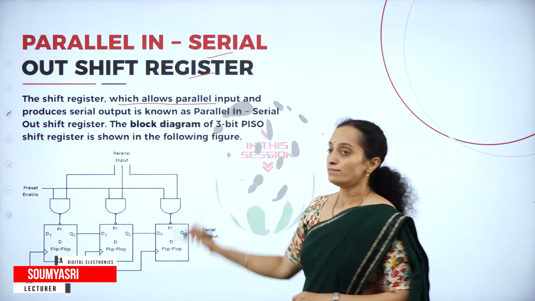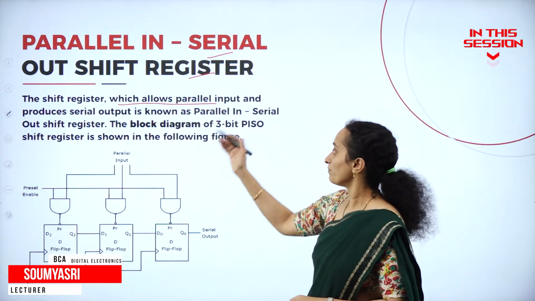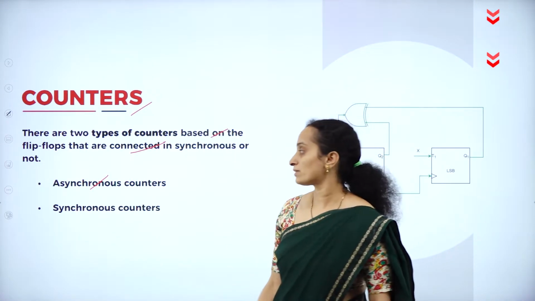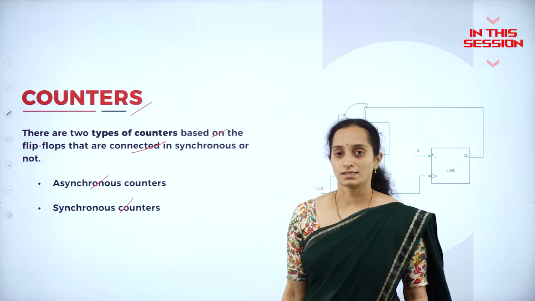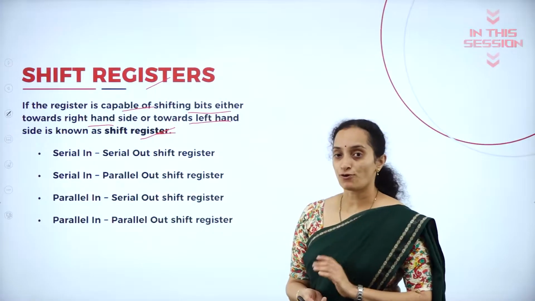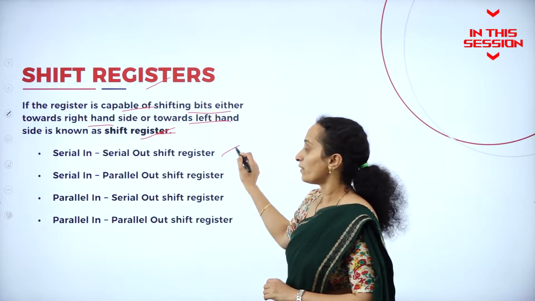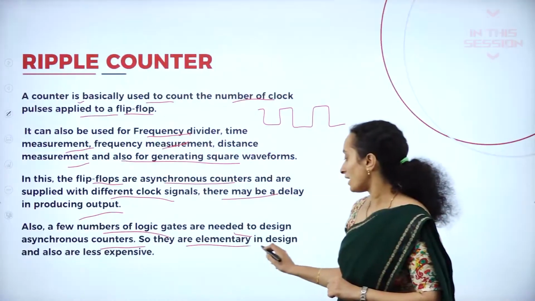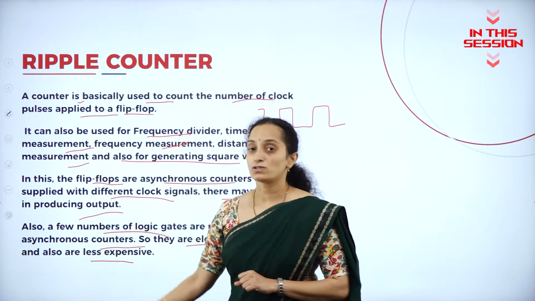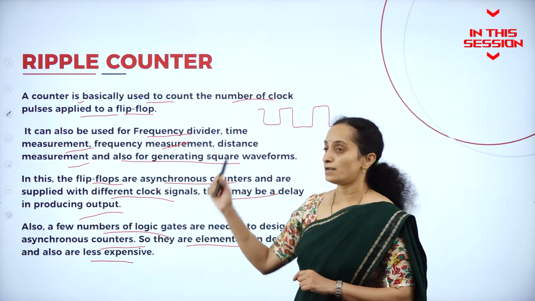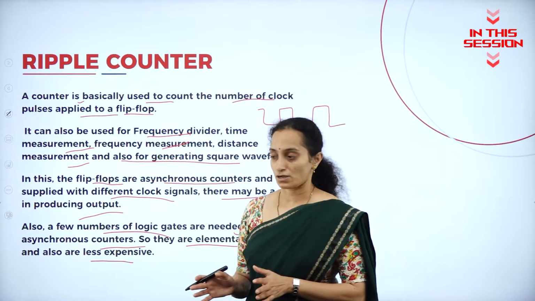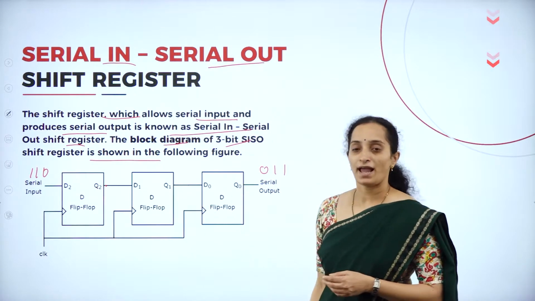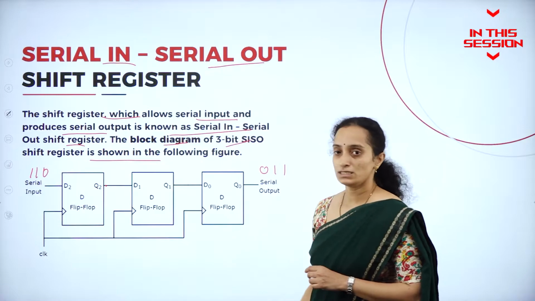The shift register, which allows the parallel type of input and output. There are two types of counters, that is the asynchronous counter and the synchronous counter. There are four types of shift register. One is the serial in and serial out register. So they are elementary in design and also less expensive. This ripple counter is an asynchronous counter, and in the serial manner, Q1 will be acting as an input to the D0.